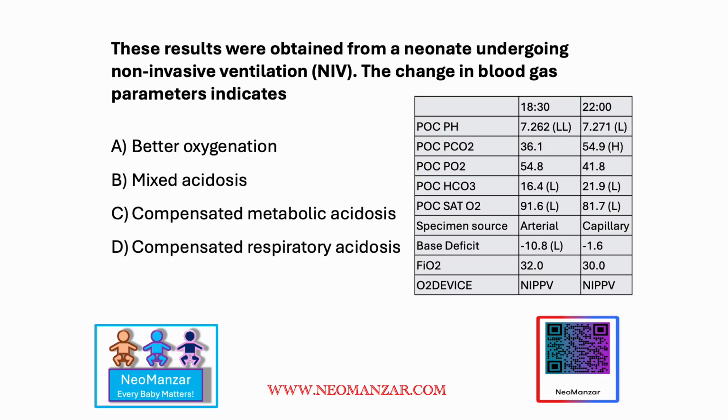So these results, which are shown on the right side of the screen, were obtained from a neonate who is undergoing non-invasive ventilation. The change in the blood gas parameter indicates, so two gases are given. The first gas was drawn, as you can see, at 6:30. The next one is repeated at 10 o'clock. And the gas parameters are given here. So what do you think is the correct answer here?